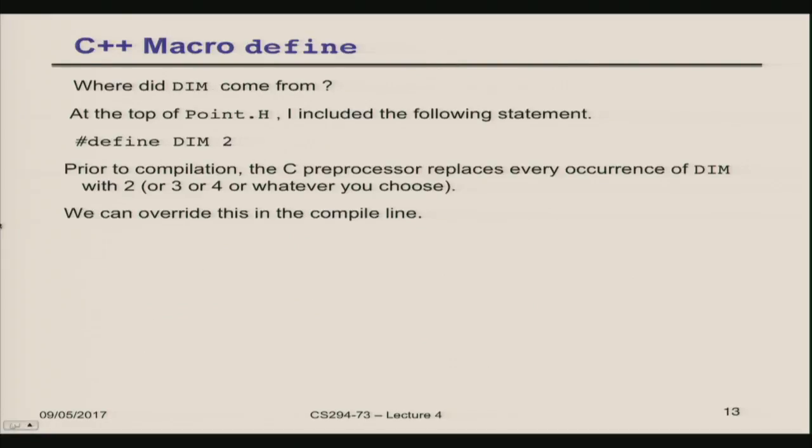One other thing you can do is, this is an easy way of managing dimension independence. You can set this at 2 or 3 or 4, whatever you choose, and recompile. In addition, you can override this in the compile line. I'll show you the command in a bit. If you say -DDIM=4, then the compiler will ignore whatever is in these defines and replace all occurrences of DIM with 4.